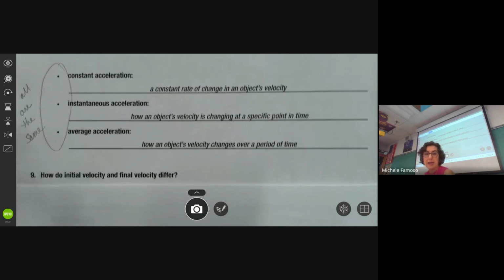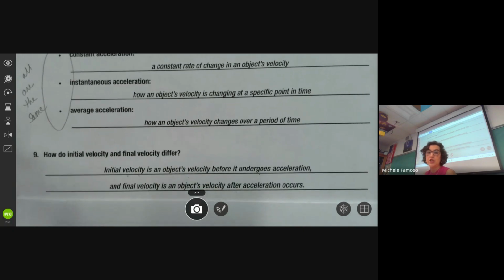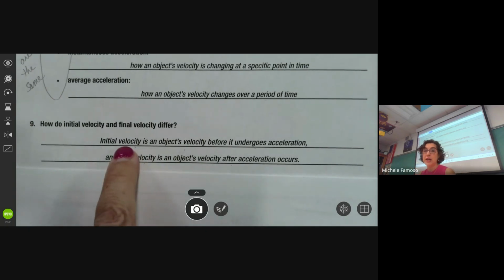All right, number 9, how do initial velocity and final velocity differ? Well, your initial velocity is an object's velocity before it accelerates. The final velocity is after it accelerates, or at some starting time and some ending time.